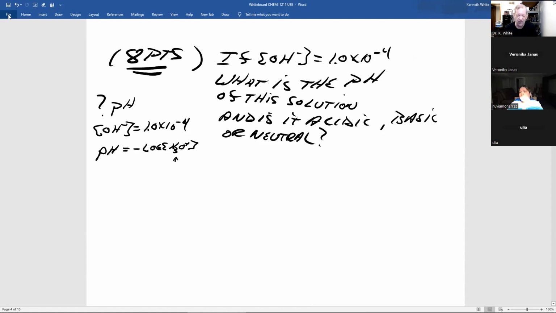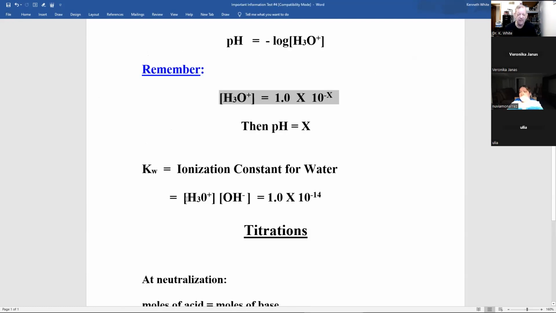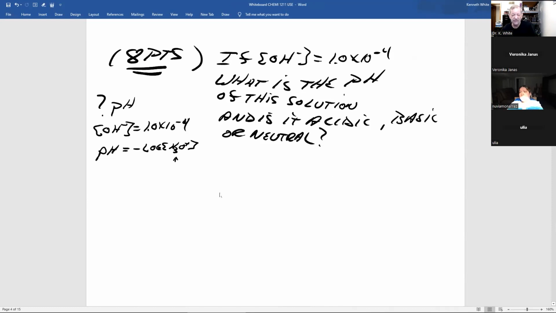Well, you also look at important information, test number 4, and you remember the hydronium ion concentration times the hydroxide concentration equals 1.0 times 10 to the minus 14. And that means you need 2 steps.